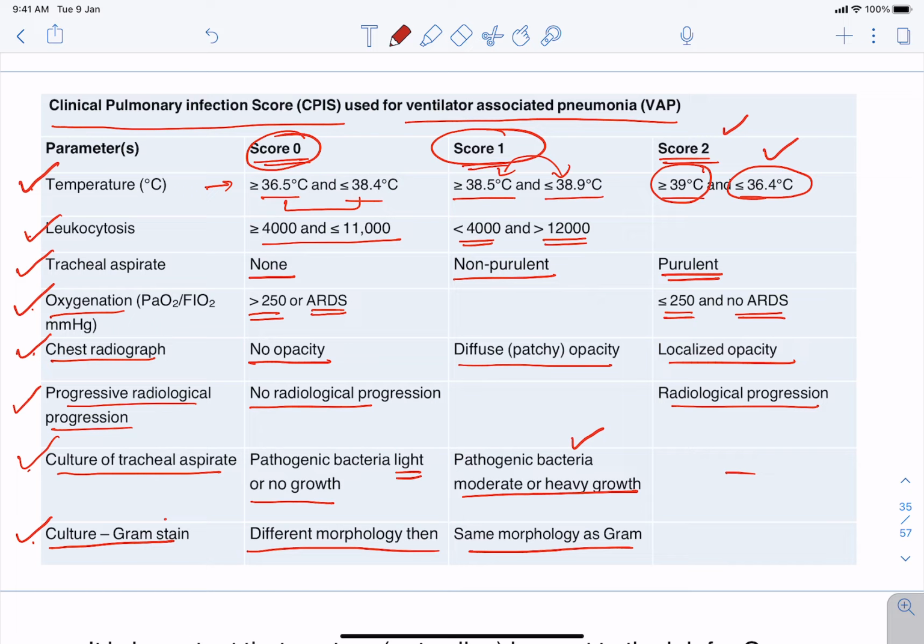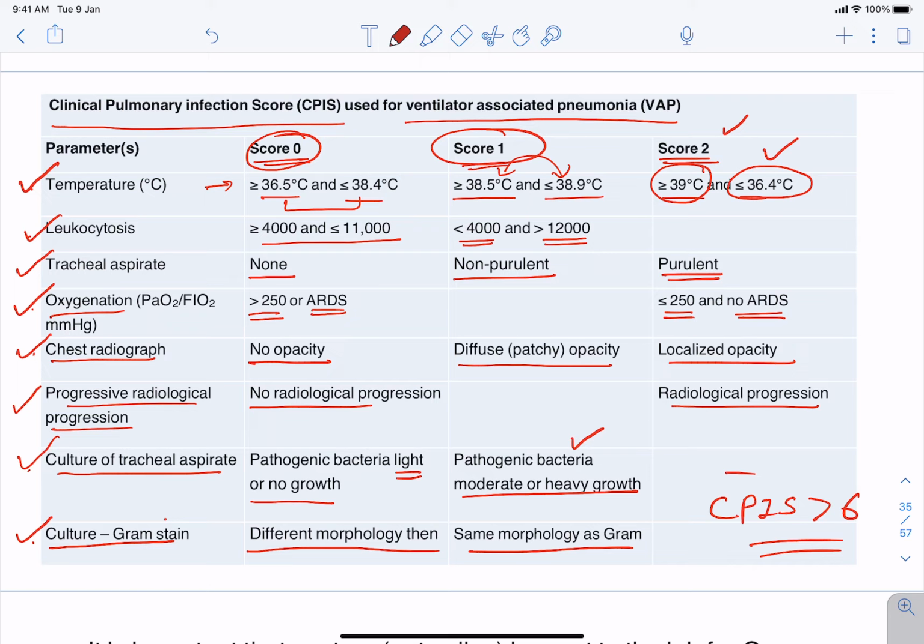So this is termed as the CPI score, and this is one of the modalities to diagnose VAP, ventilator associated pneumonia. It is said that if the CPIS is more than 6, or sometimes equal to 6, it is more diagnostic of VAP. I can't say it is fully diagnostic, but I should say it is suggestive of VAP. More than 6 is telling us that it might be VAP.